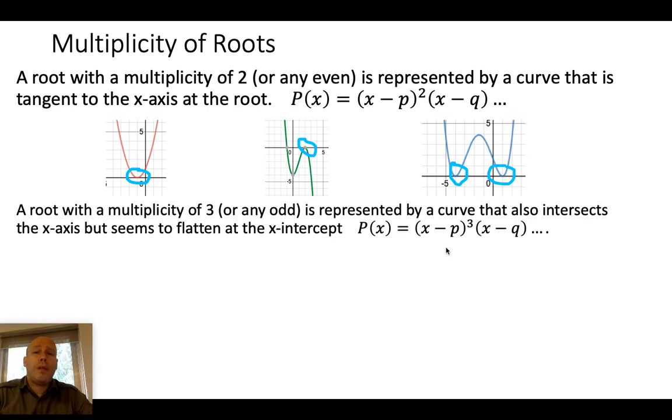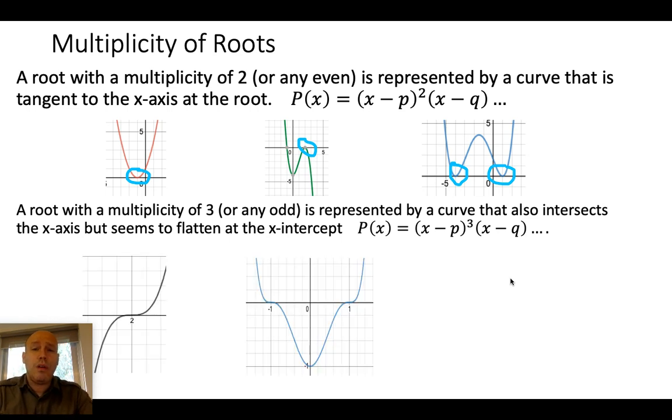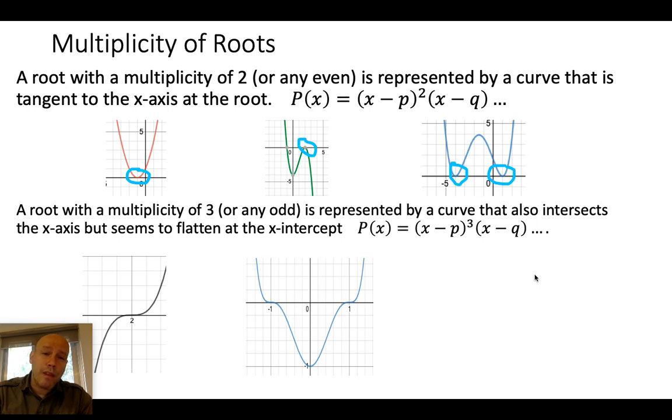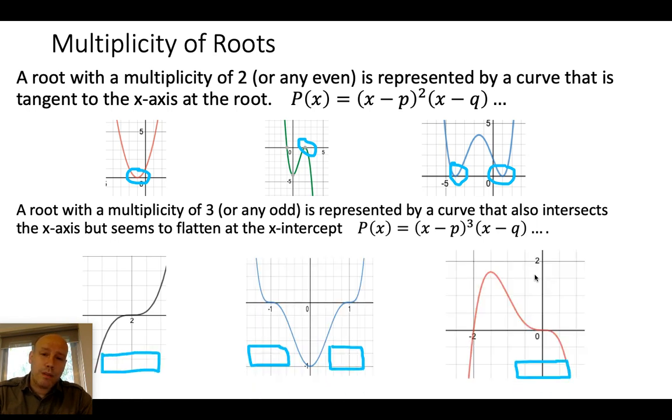A root with a multiplicity of 3, or any odd, is represented by a curve that also intersects the x-axis, but seems to flatten at the x-intercept. I hope you saw this with the Desmos exercise. It's in the form p of x equals x minus p to the 3rd power times the other roots. Let's just focus on the triple roots. We saw this with the Desmos exercise, and then we see two more functions that seem to have triple roots.